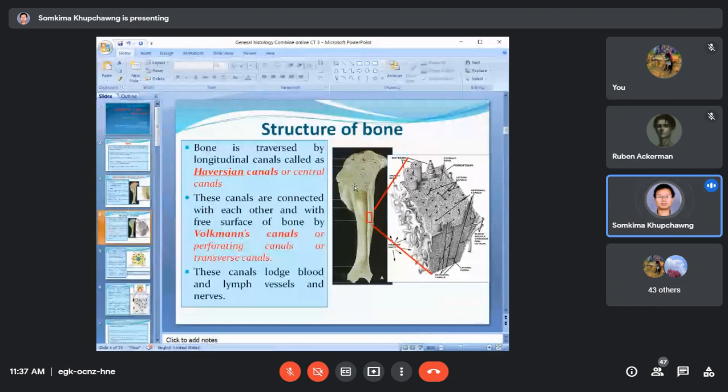Just imagine the compact part of the bone. Along the length of the bone, many minute longitudinal canals are present. Those are known as the Haversian canals. Again, those canals will be connected by a transverse canal, the Volkmann canal. Most of the canals lodge the blood vessels, the lymph vessels, and the nerve. So we have discussed the Haversian canal. Then we'll go to the next one.